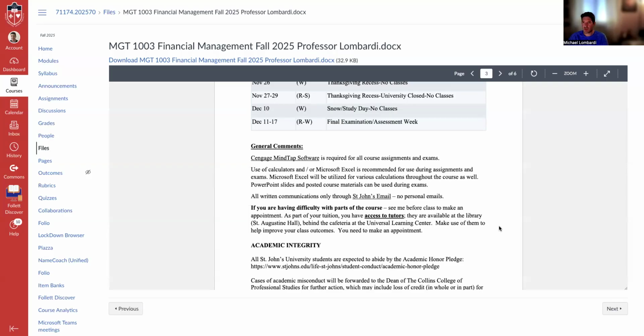All written communication, once again, through your St. John's email, no personal emails. That is school policy. If you're having difficulty with any part of this course, our school has tutors in a wide variety of subjects. They are located at the tutoring center in the library, which is St. Augustine Hall, and you do have to make an appointment if you want to utilize them, but they're very good. And if you need me to refer you or anything, I can as well.